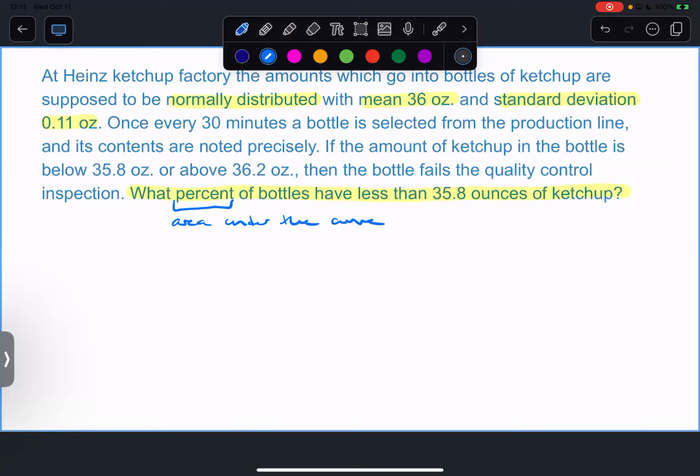Okay, I'm impatient. So here we go. Normally distributed, I'll start with the shape. That's a good place to start.